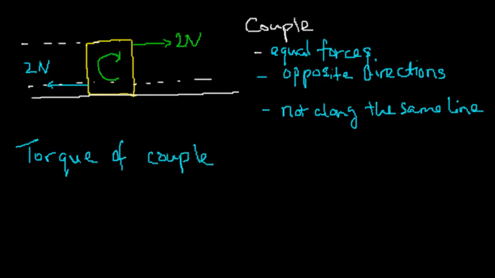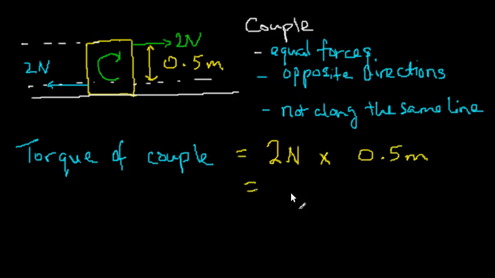Let me write down how to calculate this. The torque of this couple is given by the force, 2 newtons, times the distance between the two lines of action of the two forces. So let's say this distance is 0.5 meters. Therefore the answer is 2 times 0.5, which is 1 newton meter.